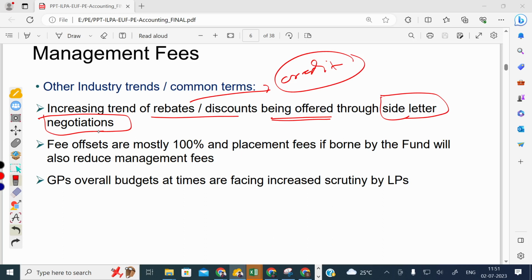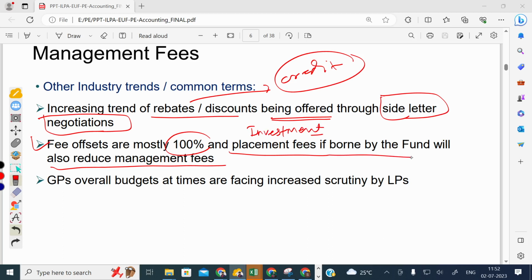Then the other trend which we have seen is that fee offsets are mostly 100%, and placement fees, if borne by the fund, will also reduce the management fees. If the fund is paying, it means 100%, so almost all the funds follow the offset. Offset means other expenses are allowed to be offset, and placement fees and investment costs, if borne by the fund, will also reduce the management fees.